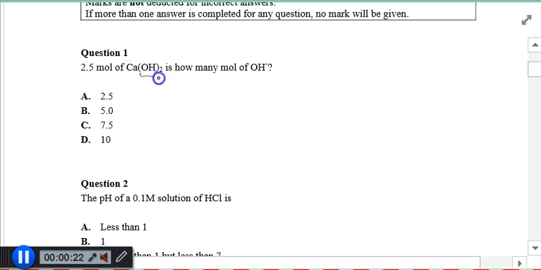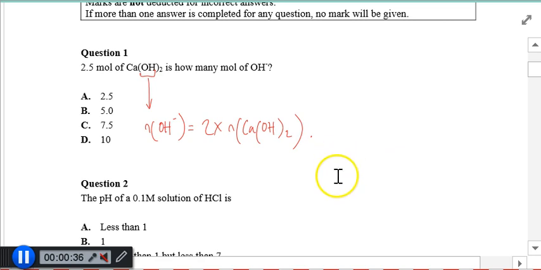So you can see here calcium hydroxide has two equivalents of hydroxide in it. So if you're going to work out the number of moles of hydroxide, it's going to be 2 times as much as the number of moles of calcium hydroxide. Pretty straightforward. Just make sure you're counting how many equivalents of hydroxide you see within that species.